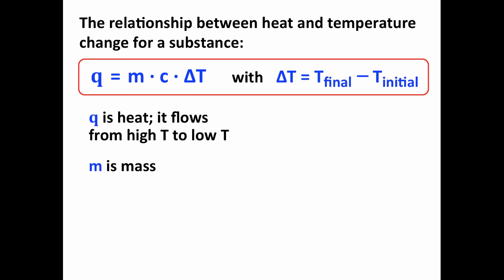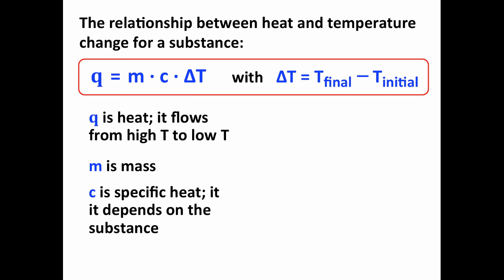m is mass. c is what's called specific heat, and it is a measure of how readily a substance will change temperature when heat is added to it, or for that matter taken from it. The specific heat of a given substance has a different value than the specific heat of another substance, so it's dependent upon the substance what the value of the specific heat is. And then T, of course, is temperature.